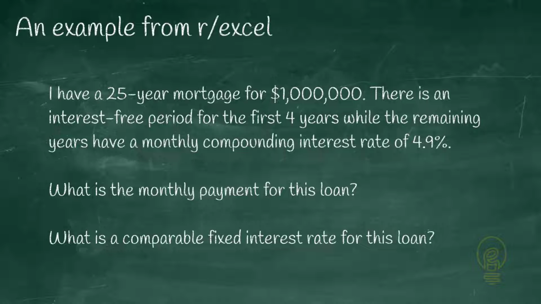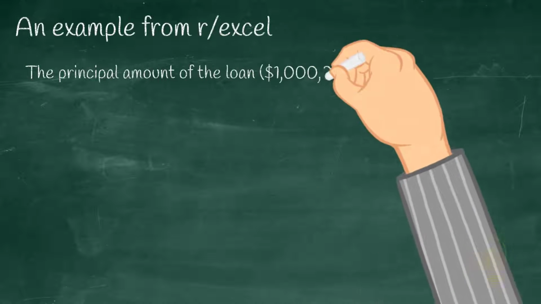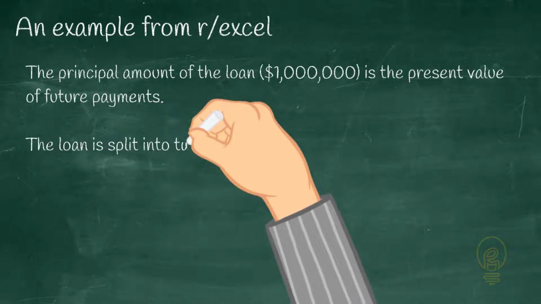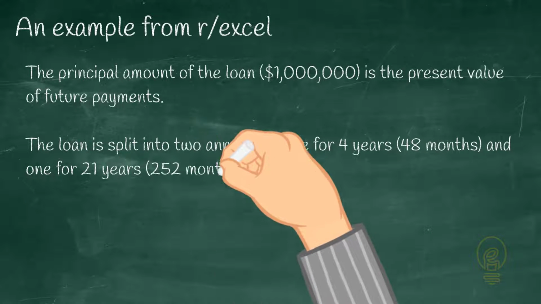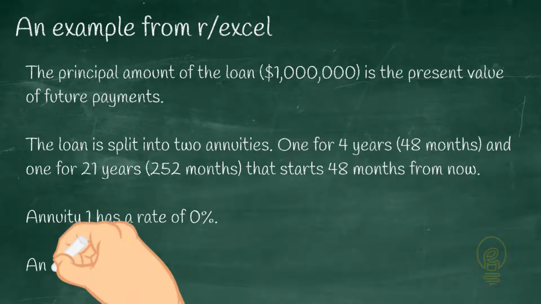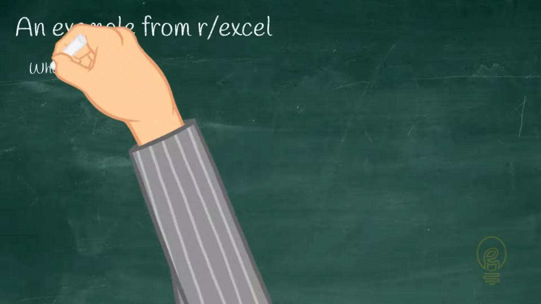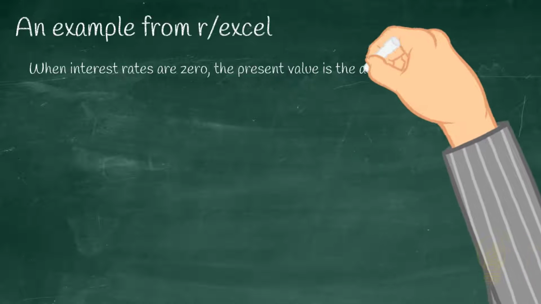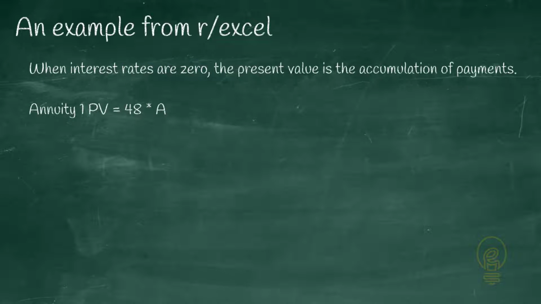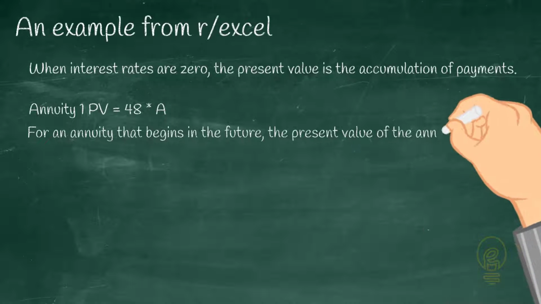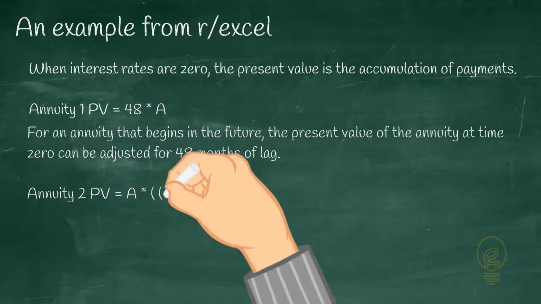And then, how do these loan terms compare to other loans, such as a standard fixed-rate interest loan? To solve this, we know that the present value of our mortgage payments will equal the principal value of the loan. Further, we know that the loan is equivalent to two annuities, one with 0 interest for 4 years starting today, and then one with 4.9% interest for 21 years starting 4 years from now. One special scenario for this: when interest rates are 0, then the present value is simply the accumulation of all of the payments. So annuity 1's present value will be 48 times the payment A.